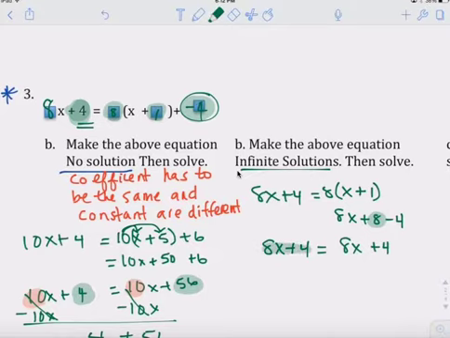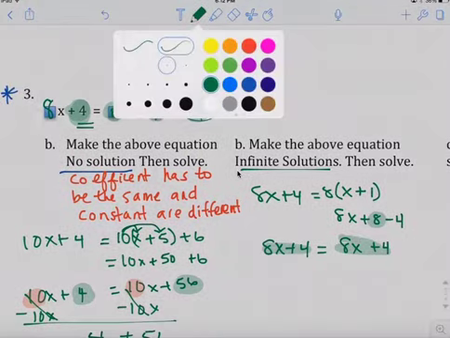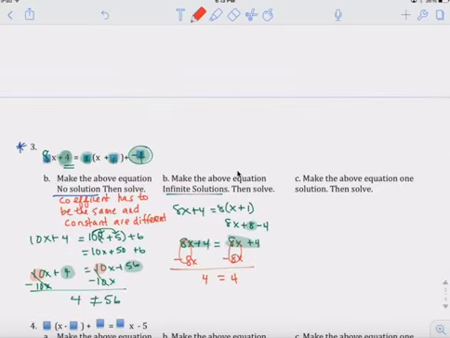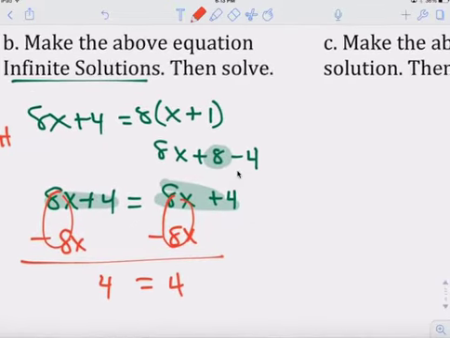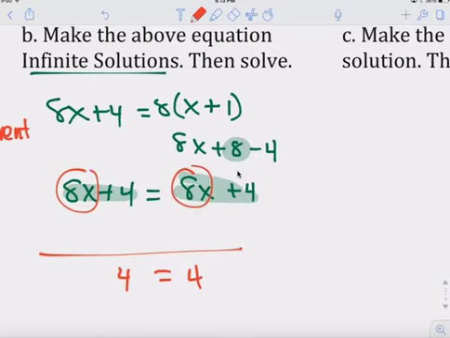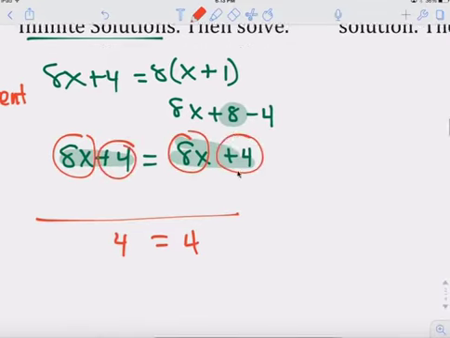These are infinite solution because both sides equal. But let's prove that. Minus 8x, minus 8x. 0 plus 4 is 4. 0 plus 4 is 4. Infinite solution. So to explain this on your test, you have to explain how do you know it's going to be infinite solution? How do you know? The coefficients are the same and the constants are the same.